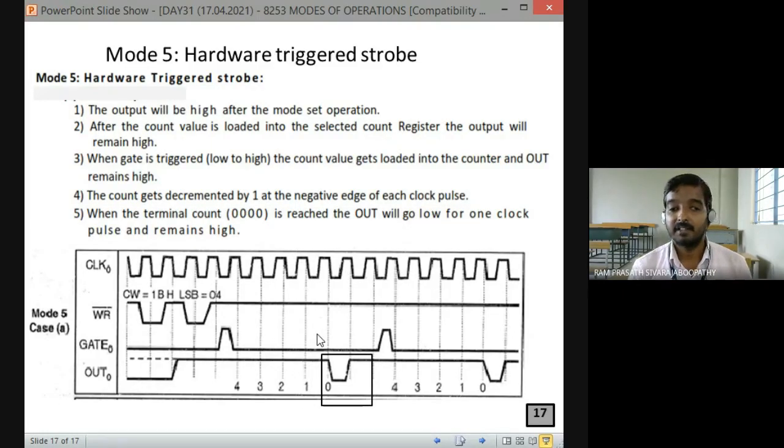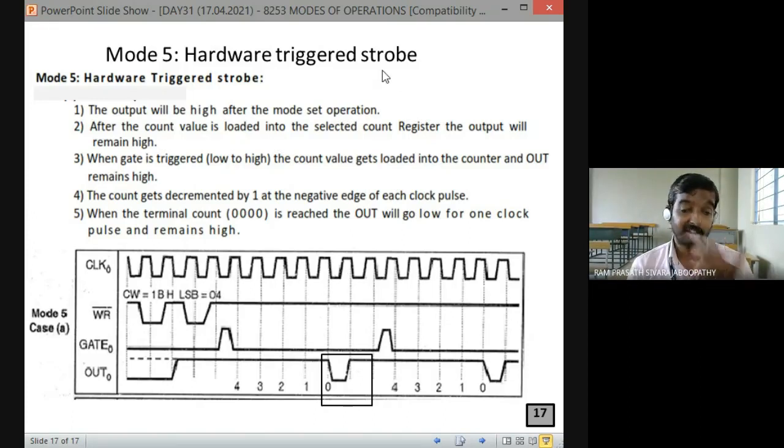It is maintained high. When does this operation continue again? If I trigger the gate one more time, the count value is loaded again. 4 is loaded, 3, 2, 1, 0, terminal count, and it stops. Fine. On every one trigger on the gate pin, you will have this particular operation. That's why it is called hardware trigger strobe.